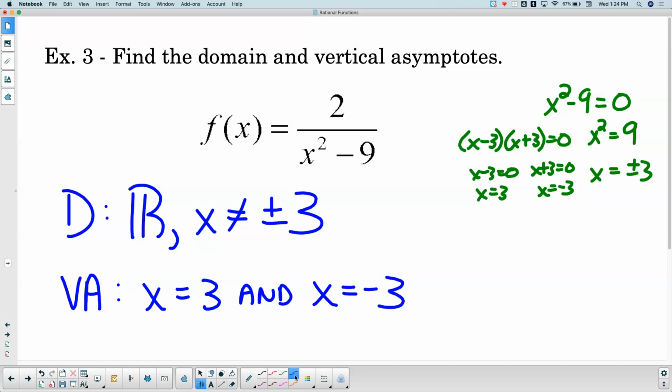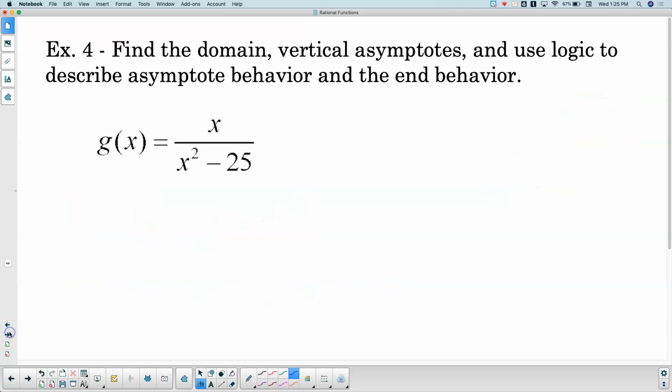Agree? Are we done? Why are we done? That's all it told us to do, right? Didn't say we had to do end and asymptotal behavior on this one. Reading directions is smart. Okay? Especially on Friday's quiz. Reading directions is going to be very smart for you. Okay? This one, now we gotta do them all.